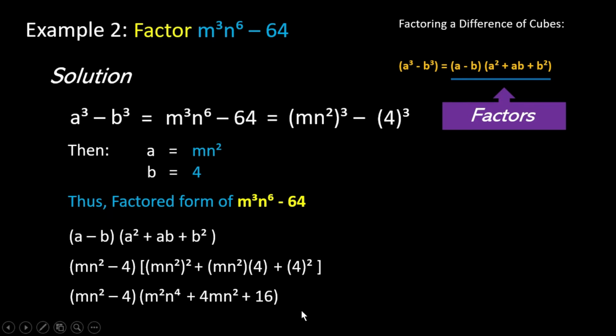So, therefore, the factored form of m to the 3 n to the 6 minus 64 is mn squared minus 4 times mn squared n to the 4 plus 4 mn squared plus 16.